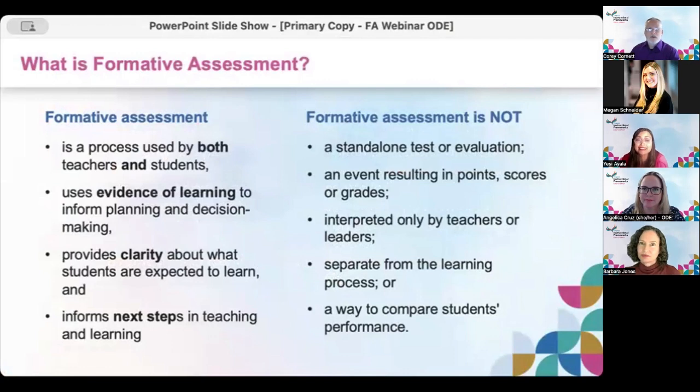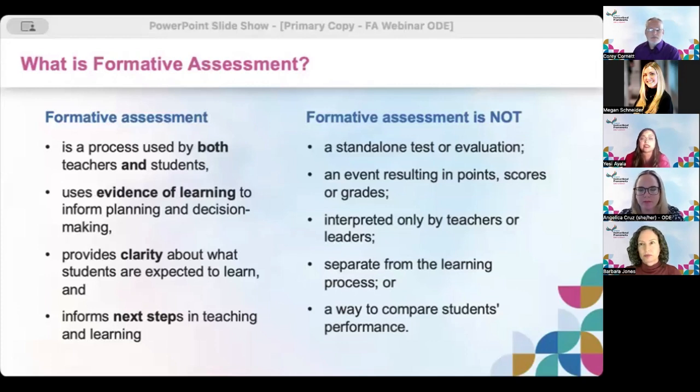So while there are many ideas out there about what formative assessment is, we want to anchor on the way that we here at ODE are thinking about it. Formative assessment is a process, used by both teachers and students. This process informs the use of evidence of learning to make decisions and to think about the implications for planning. It also provides clarity on what students are expected to learn and helps inform next steps in the teaching and learning space.